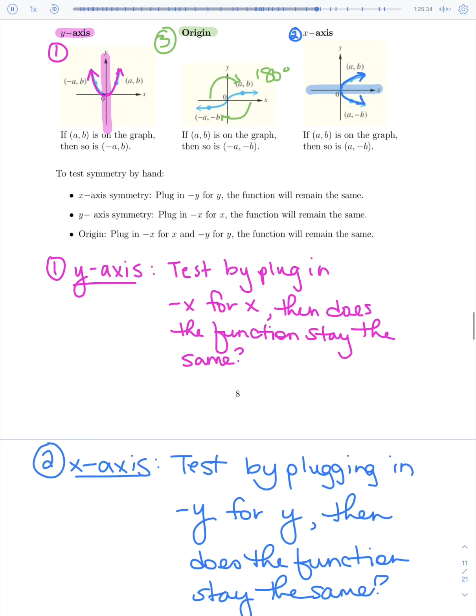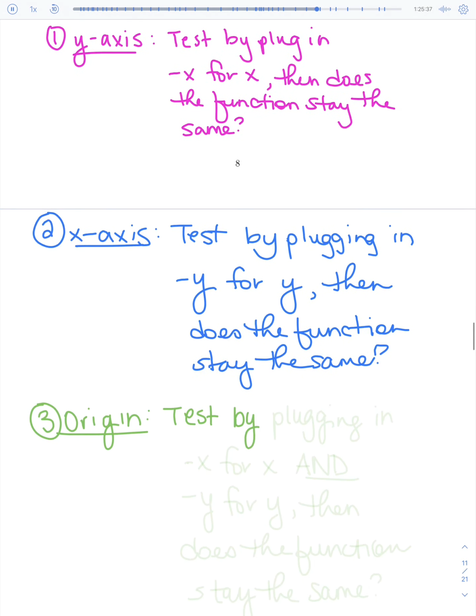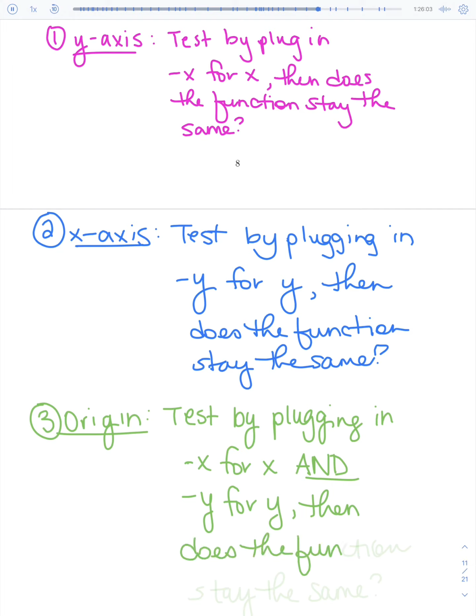Well, how do we test that? We're going to test by doing both the x-axis symmetry and the y-axis symmetry at the same time, which means we're going to plug in two things. We're going to plug in negative x for all your x's and a negative y for all your y's. And again, the question is, does your function stay the same? If the function does stay the same, then it will have origin symmetry. If it doesn't, then it doesn't have origin symmetry.